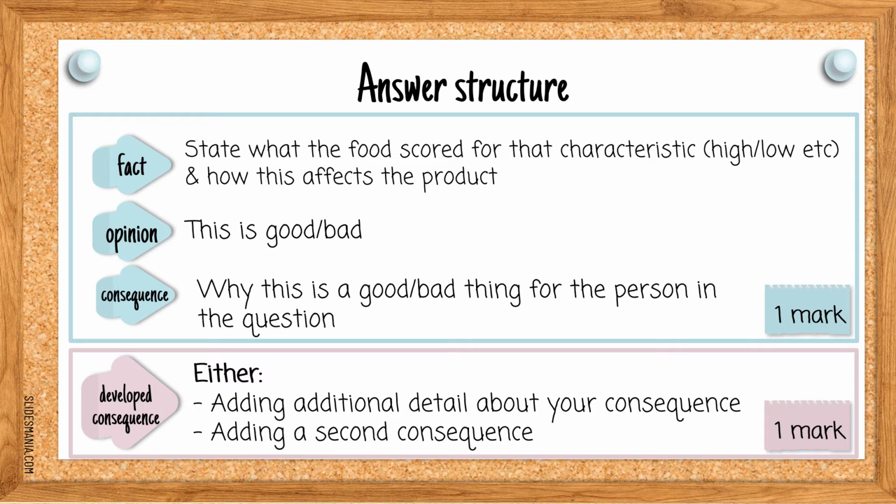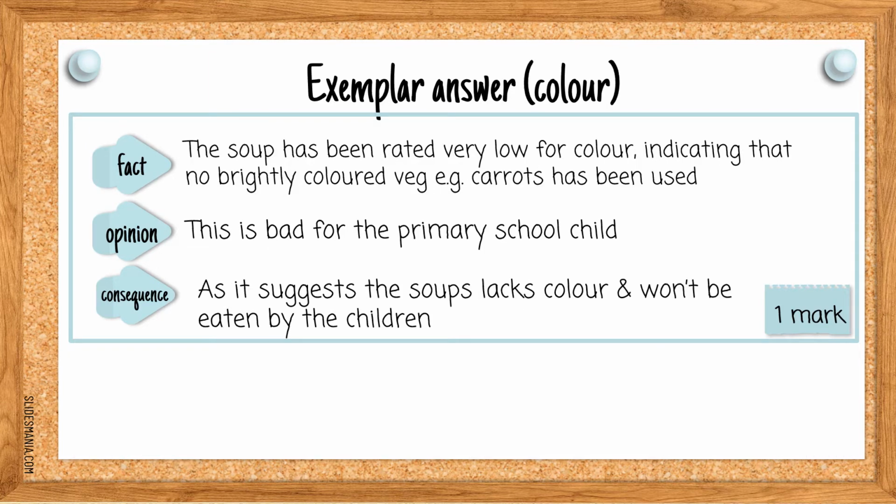For your developed consequence, you can either add in additional detail about your consequence, or you could add in a second consequence. And if you do that, you will gain an additional mark for that characteristic. So if we look at some exemplar answers, the exemplar that's shown here is for colour. So we've given the fact that the soup has been rated very low for colour. So we've interpreted the key and we've stated that it's very low for colour.